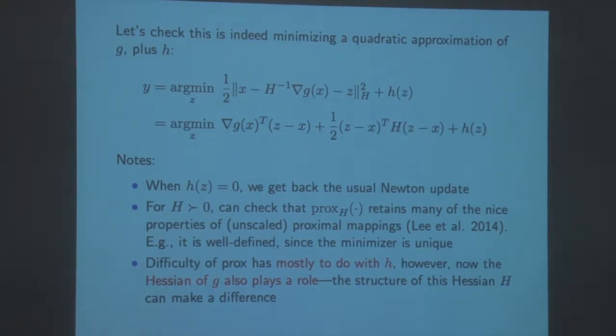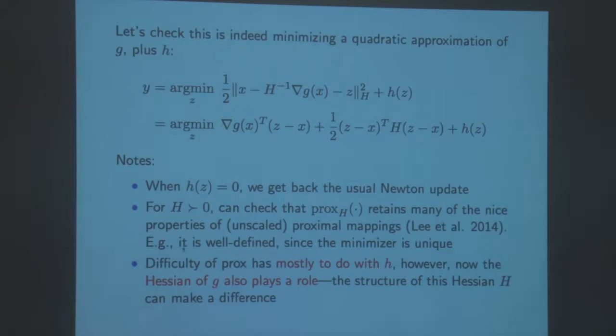So when h is 0, of course, this gives us the usual Newton update. So it's like the relationship between proximal gradient and gradient. You can think of it as a generalization to Newton. When h is positive semi-definite, you can check that this prox operator, which we denote by prox h, and I think I said we'll call the scaled prox, has many of the nice properties of the usual prox operator. So it's non-expansive. You can think about it like a generalized projection. It inherits a lot of these properties.